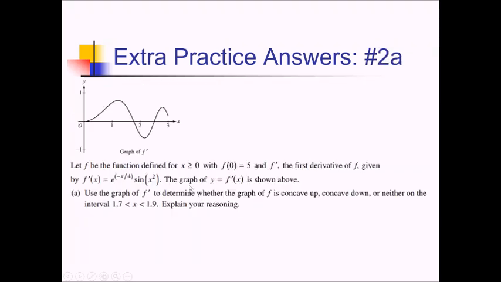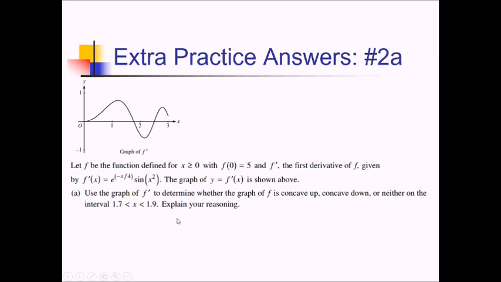On this calculator-based free response problem, we're given the function f, which is defined only for non-negative numbers. They're telling us f of 0 is 5, and f prime is given by this function, which they also showed you a graph of. So that was kind of nice. I mean, we could have graphed this on our own, but hey, they're giving it to us. Sweet. So for the first part of this problem, they want us to use the graph of f prime to determine whether the graph of f is concave up, concave down, or neither.